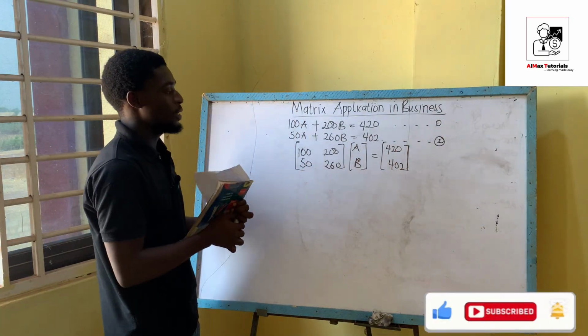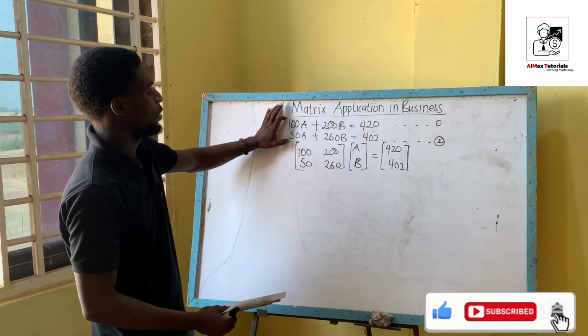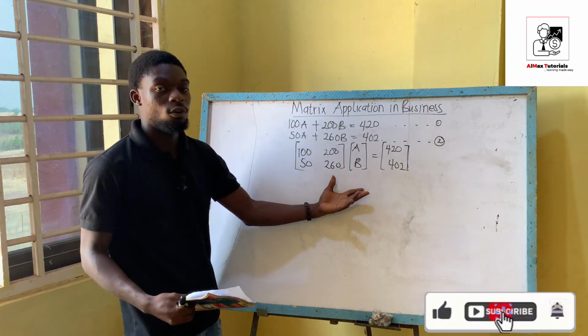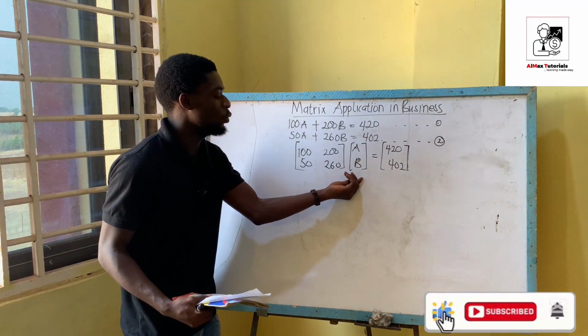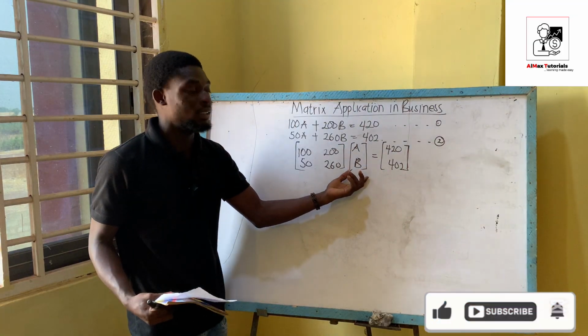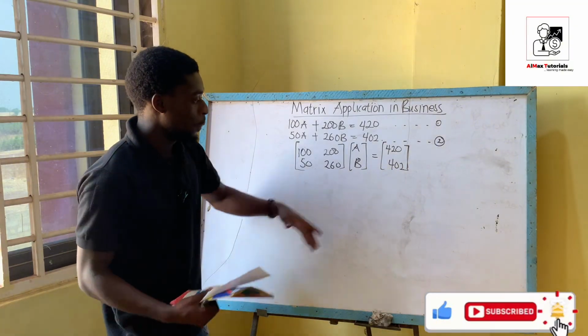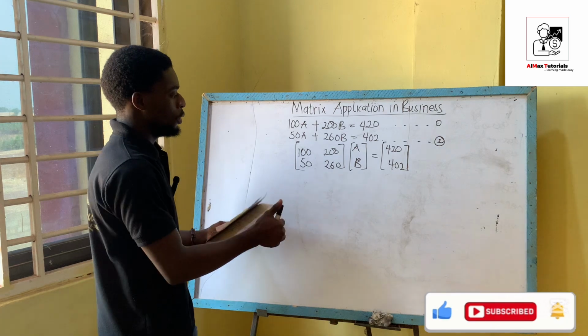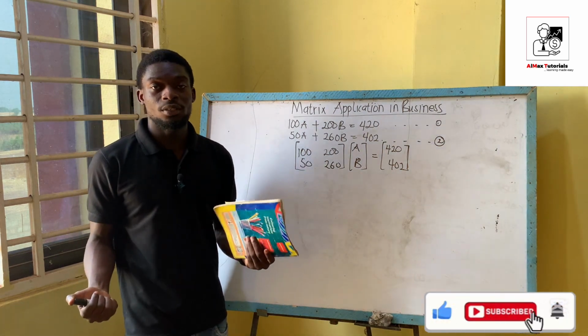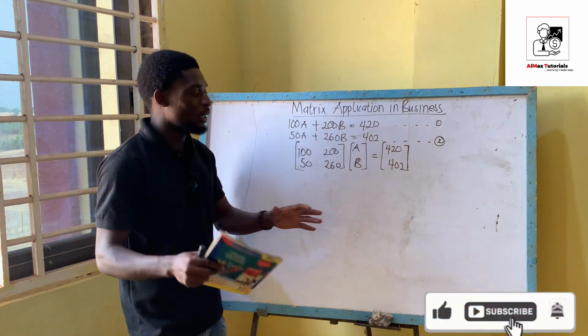Now, we have represented this linear equation in the matrix form. Now, we are asked to find, or we are chasing after what? A and B, that's the market price of each share. Now, if you want to find A and B, in matrix there is nothing like division of matrix. So with that one, you can't use division.